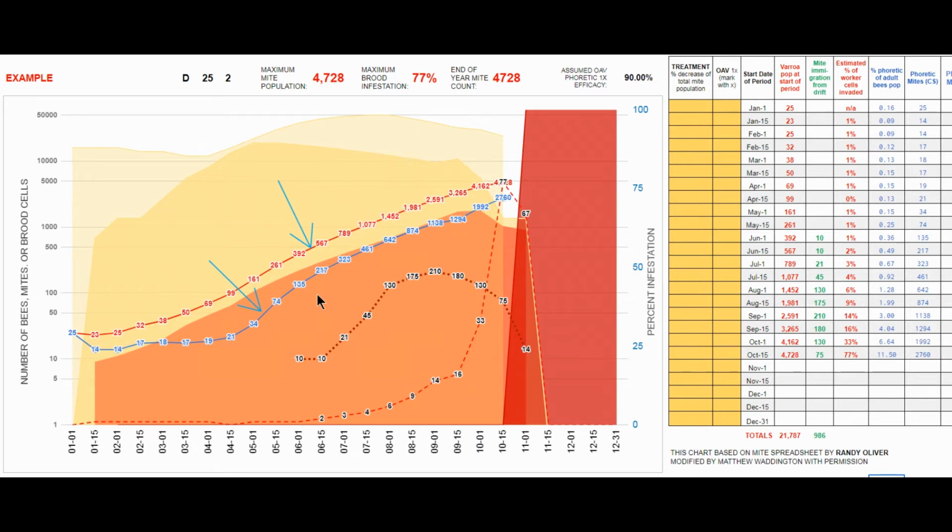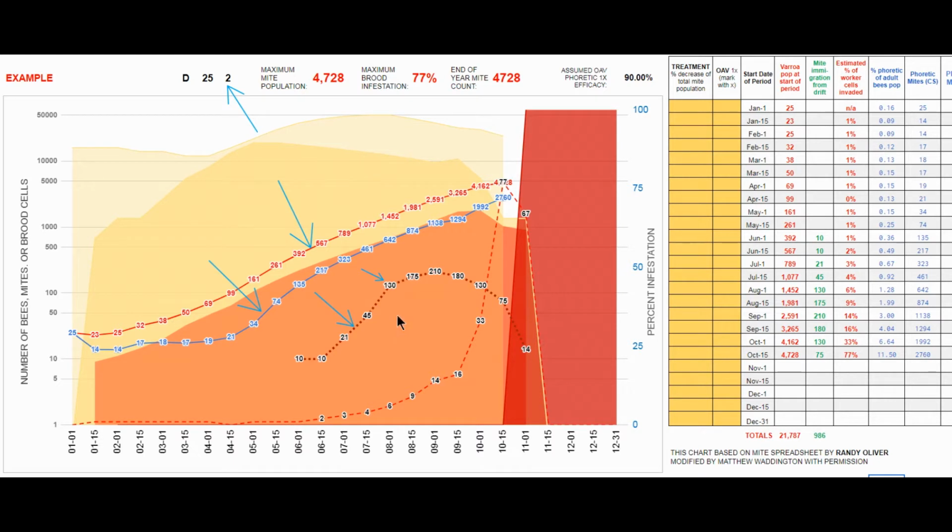oxalic acid. This is related purely to whatever selection you made here and represents the number of mites coming in on robbing bees, or your bees bringing in mites for that period. So 103 mites come in during that particular period, etc.